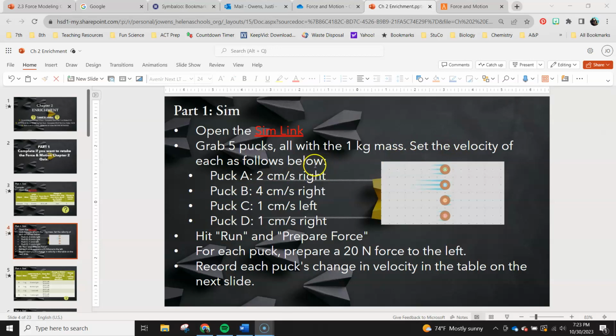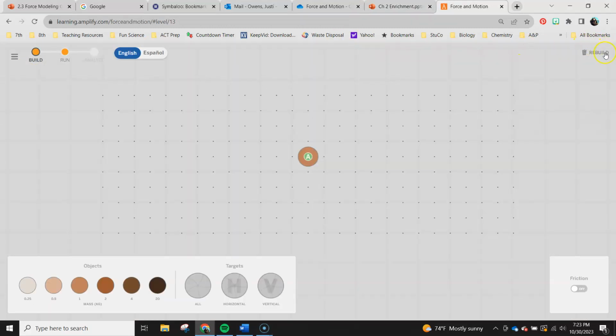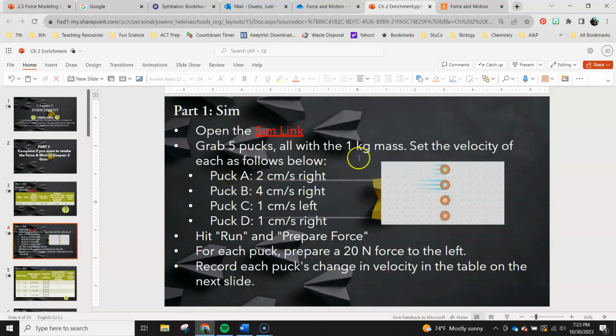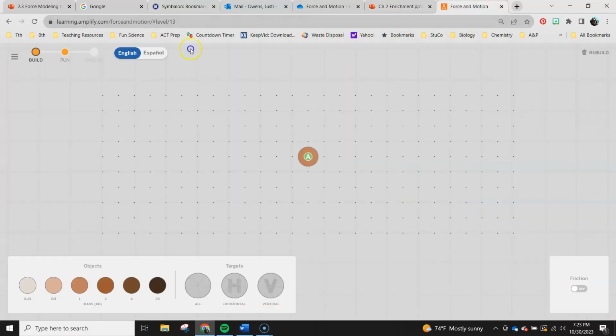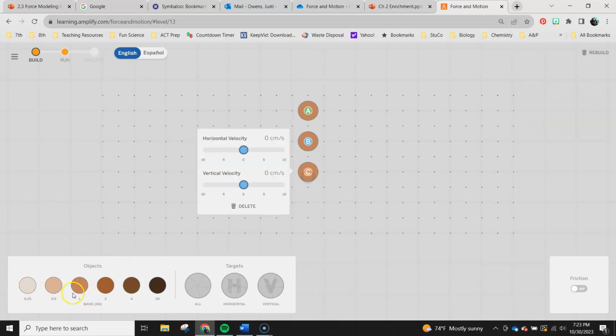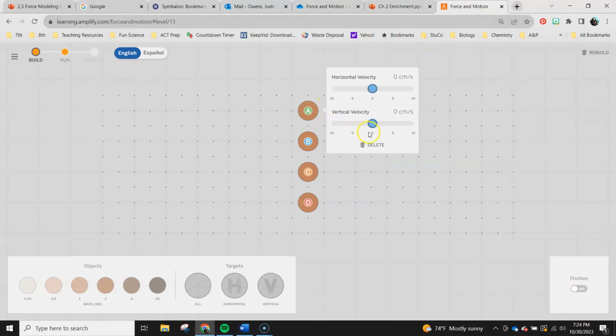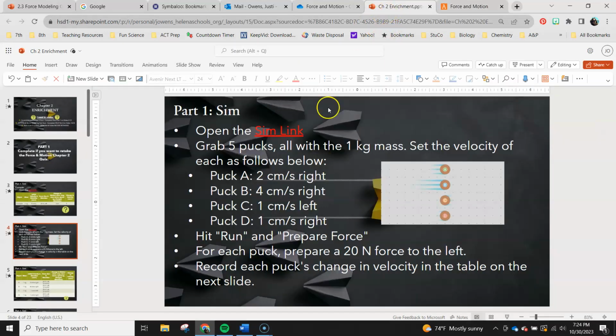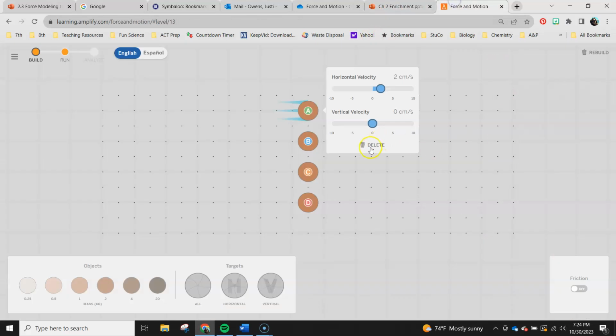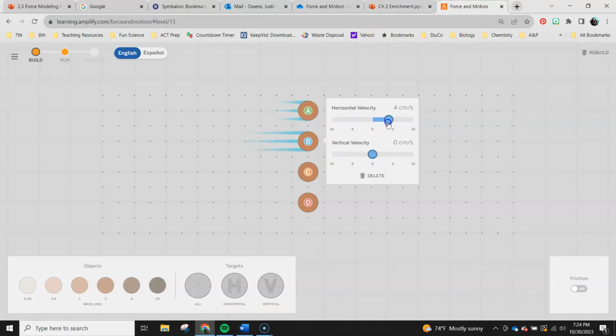On this one, we had 4 different pucks all moving at different speeds. So if I reset this build, I want 4 pucks, all of which are 1 kilogram in mass. So I'm going to grab my 4 pucks in my sim. So here's A, B, C, and D, and I'm going to set their speeds all at varying speeds. Puck A is going to go 2 centimeters to the right, so I'm going to click on it, 2 centimeters to the right. This one is 4 centimeters to the right, so I'm going to click on this one and go 4 centimeters to the right.